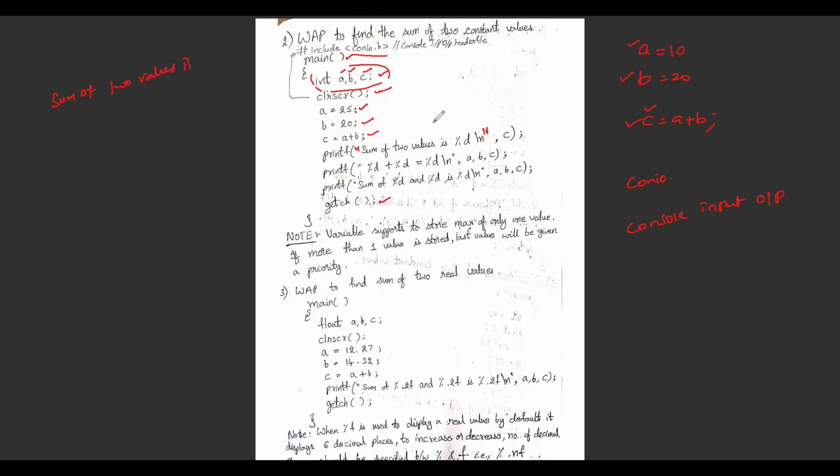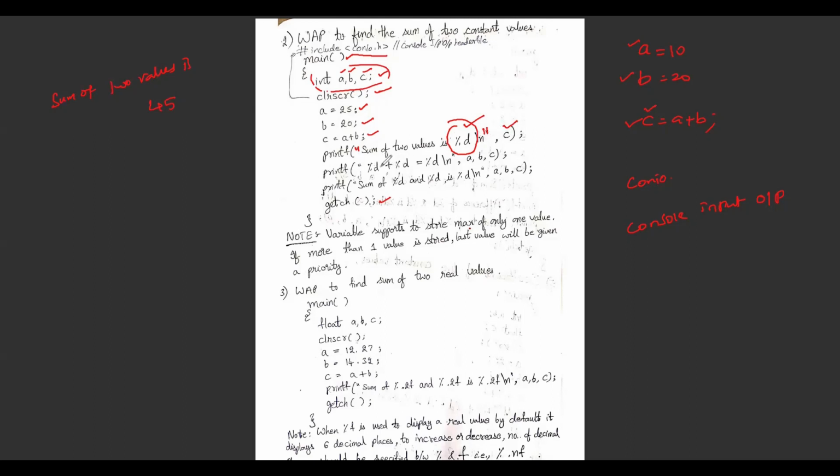is %d. This %d is used for integer, right? C is an integer. If A is 25 and B is 20, this C will be 45. 45 is an integer, so for integer the conversion character is %d. It is going to print the C value instead of this %d, and backslash n means the next line. It is going to print the value of C as 45. Is that point clear? Then afterwards, next line again.